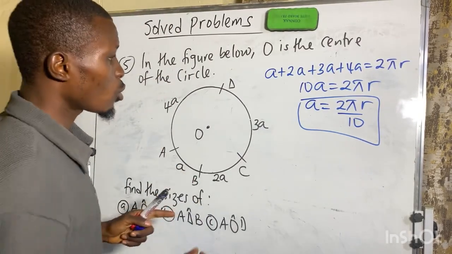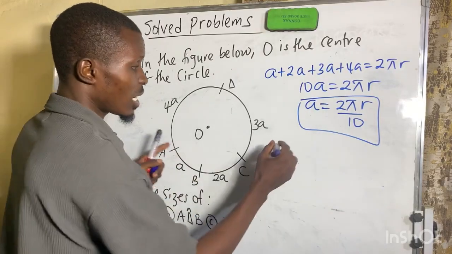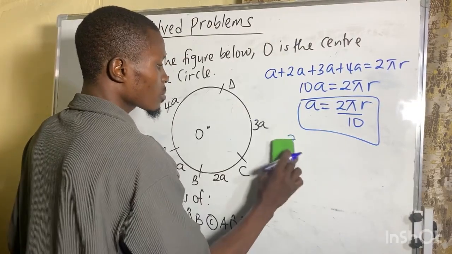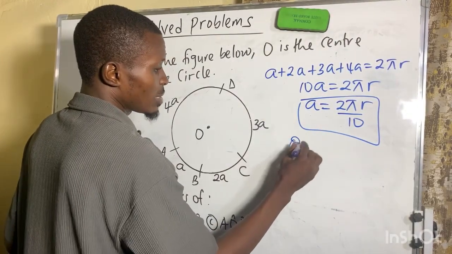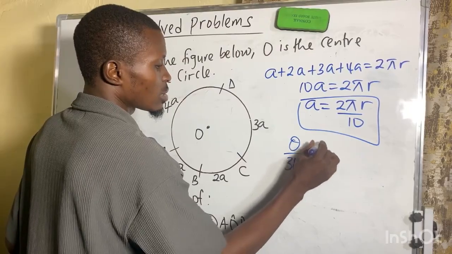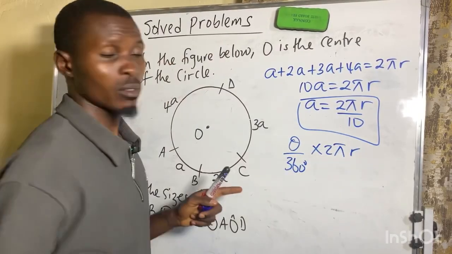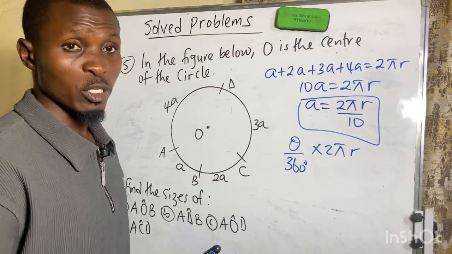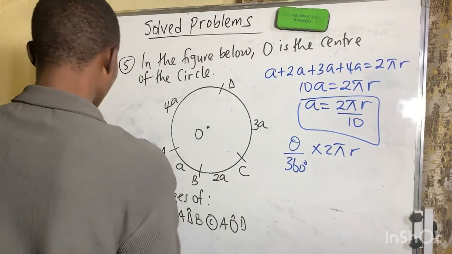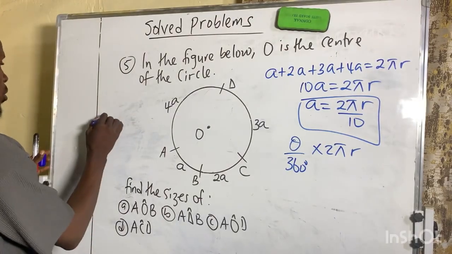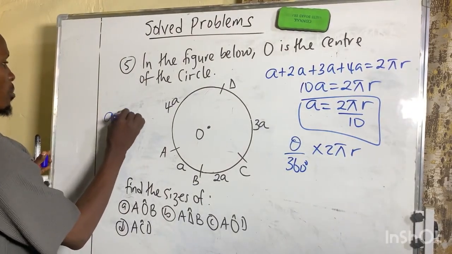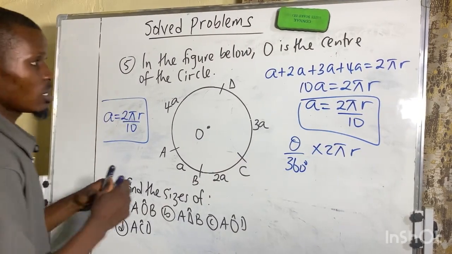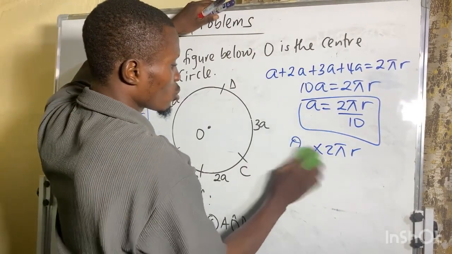All right. So recall that our length of an arc is given by what? Length of an arc is given by theta over 360 degrees times 2 pi r. Okay. So these are the two basic statements we'll be making use of. All right. So let me write this here so that I can use this space to solve. So our A is 2 pi r over 10. All right. Keep it here. So I'll clean this part, then we'll go straight into solution.